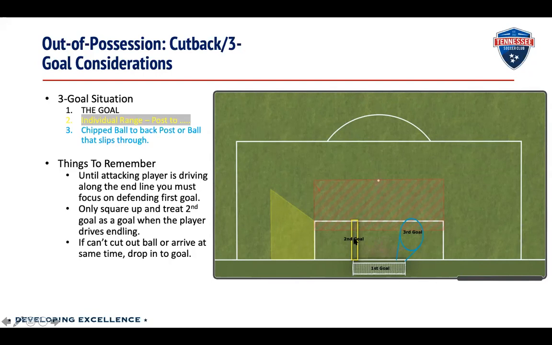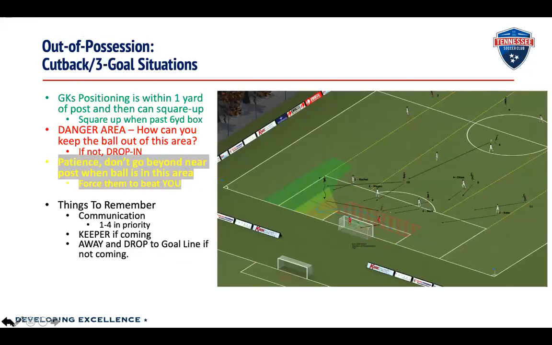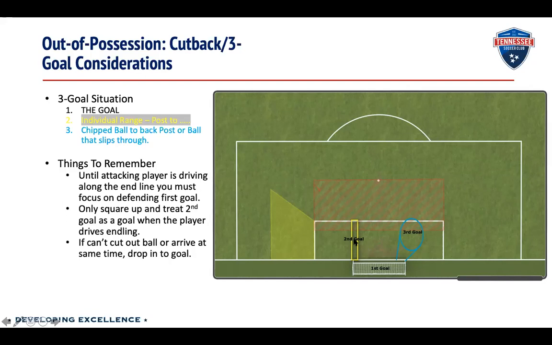Because now there's the option of the player shooting, or cutting it back into this area here for runners to come and try to score. Or the third option is this space in the back part of the 6 where they try to score in this little pocket.